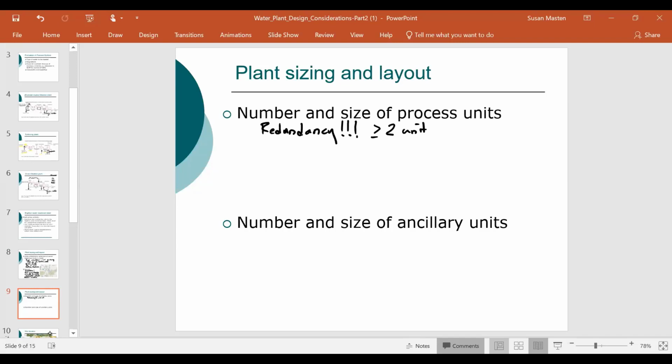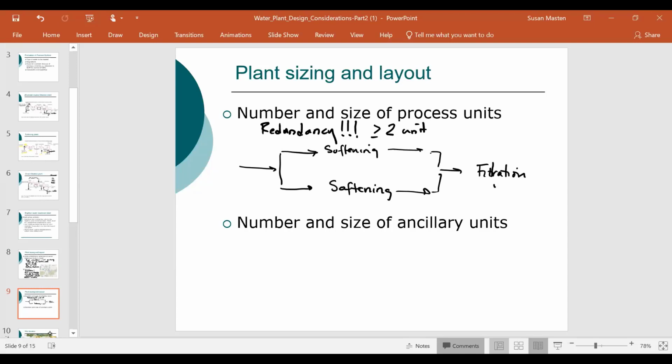So for instance, in East Lansing, there's 2 treatment trains. So water comes in, okay, goes through a softening process. I'm not going to go into these details, but there's 2 identical treatment trains. And then that water combines here and goes to the filtration units. And there's multiple filtration units.